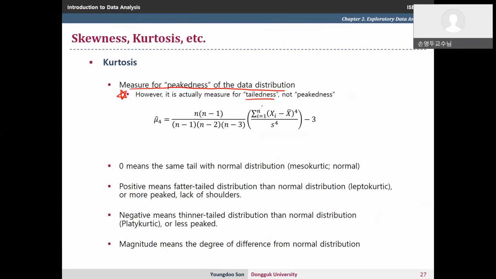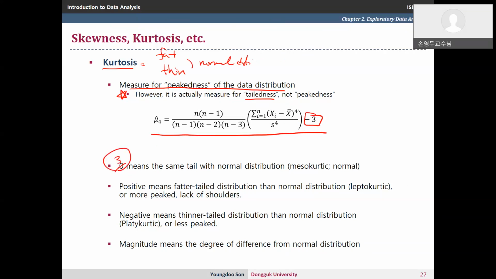What it means is that kurtosis tells whether the tail is fat or thin compared to the normal distribution. It is usually calculated like this. Sometimes the -3 is not here. If you do not want the -3 here, then just put 3 here.